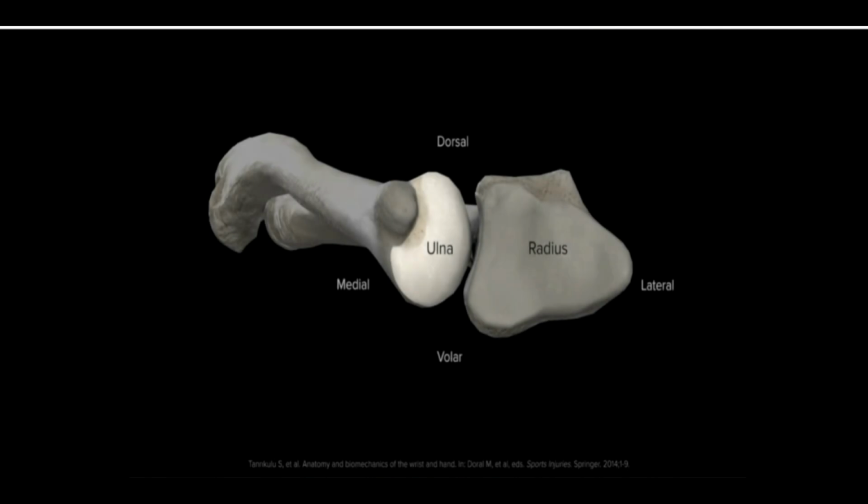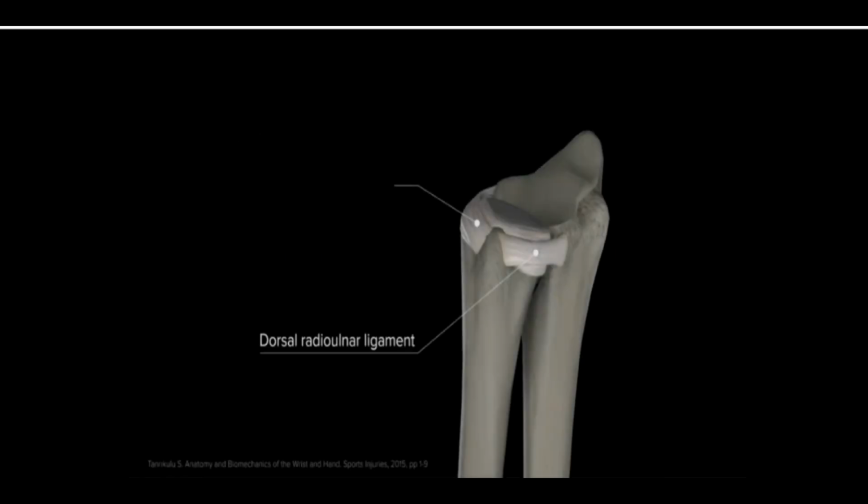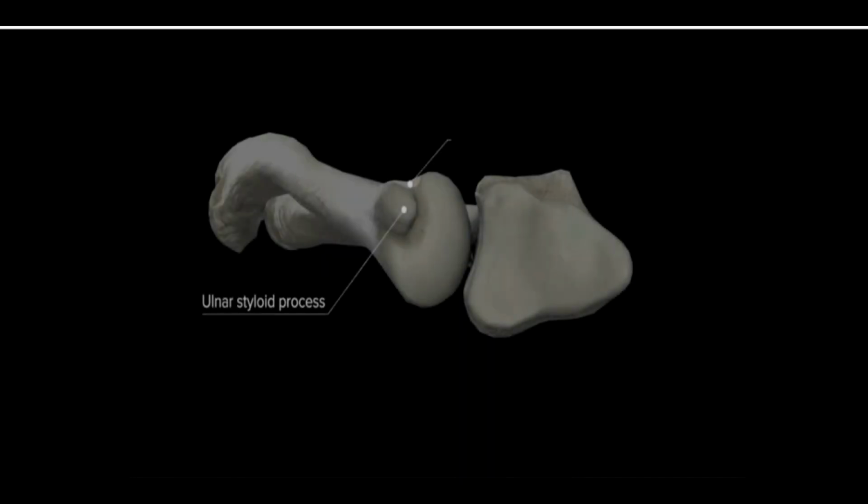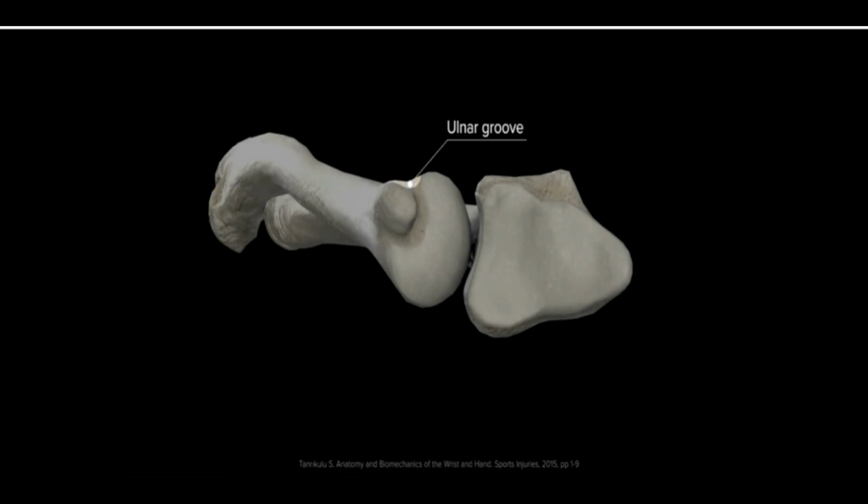The ulnar head is largely covered by articular cartilage and is cylindrical in shape. The dorsal and volar radial ulnar ligaments insert at the base of the ulnar styloid process. The ulnar groove lies dorsal to the ulnar styloid. The extensor carpi ulnaris tendon resides in this groove.